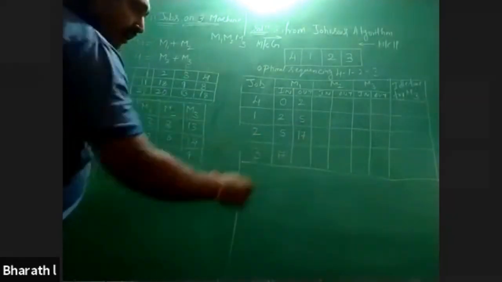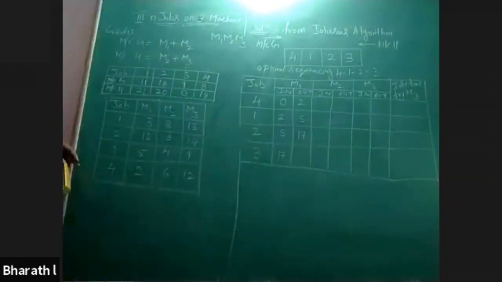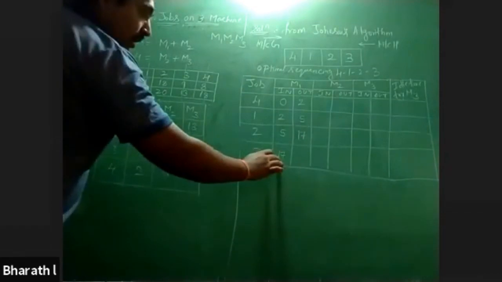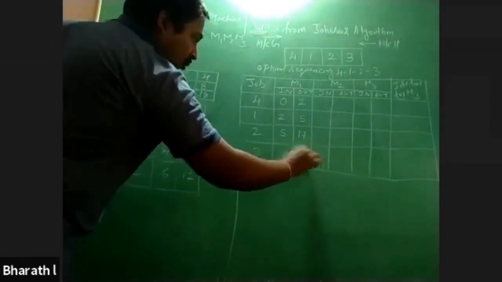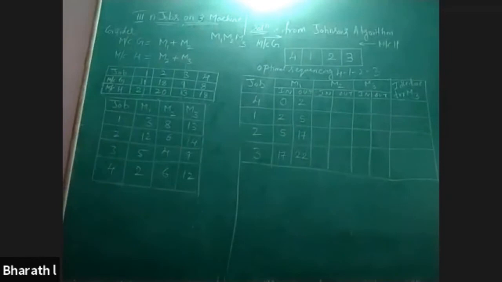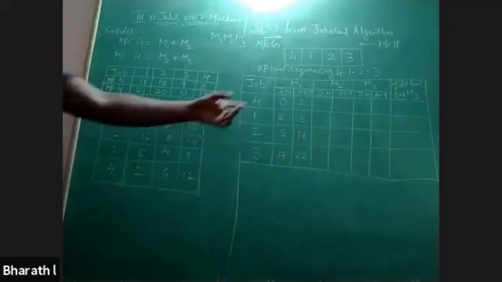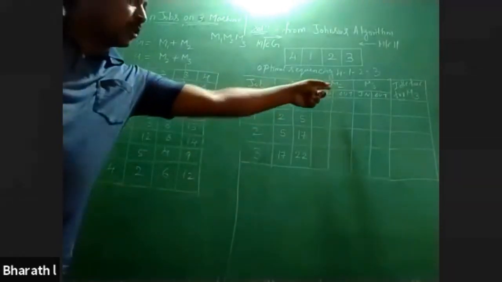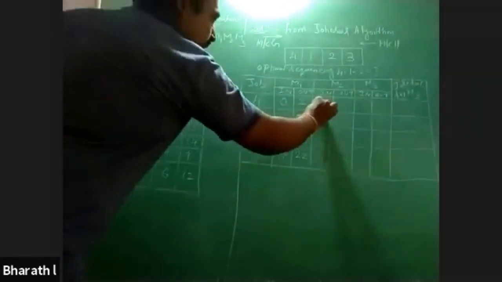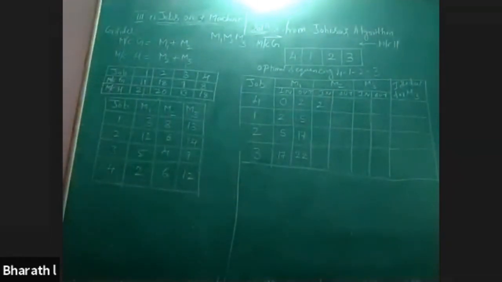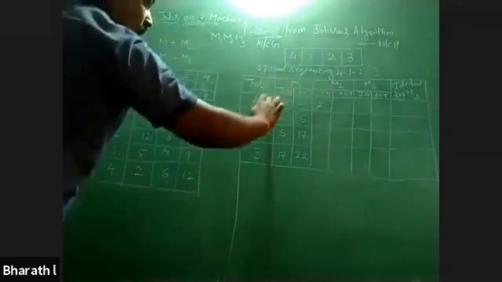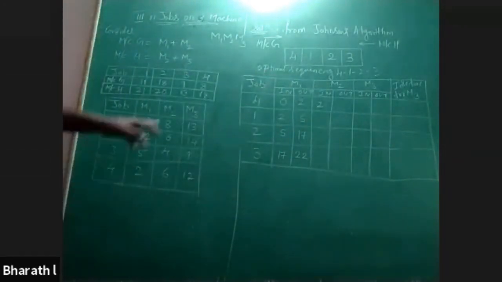Job 3 will enter, and hence the in time for job 3 is 17 minutes. Then next for job 3, the time is 5 minutes with respect to machine 1. 5 plus 17 will get 22. Similarly, you have to construct for machine 2 and machine 3. That means job 4 will enter machine 2 after 2 minutes. Here you write 2.